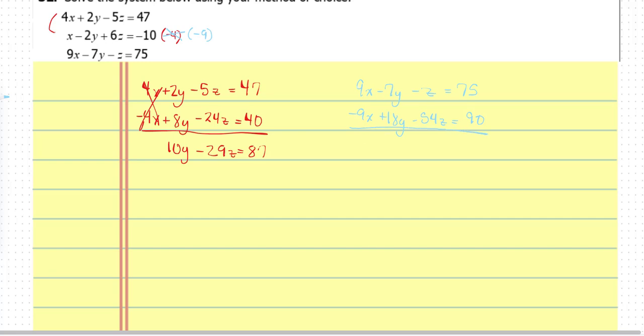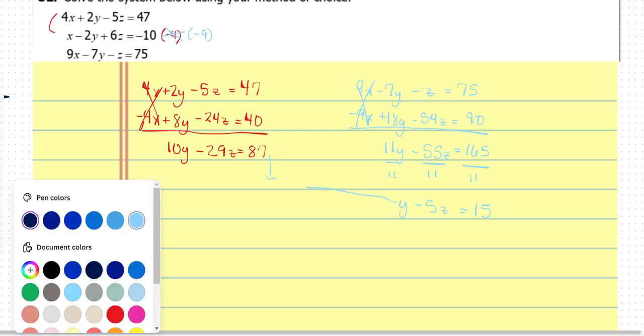And so I'm going to combine those. My x's are gone again. And I have 11y minus 55z is equal to 165. I notice that all of these numbers are divisible by 11, so I'm going to go ahead and do that. And so y minus 5z is equal to 15. I'm going to take these two and I'm going to combine them. And that's our next step.